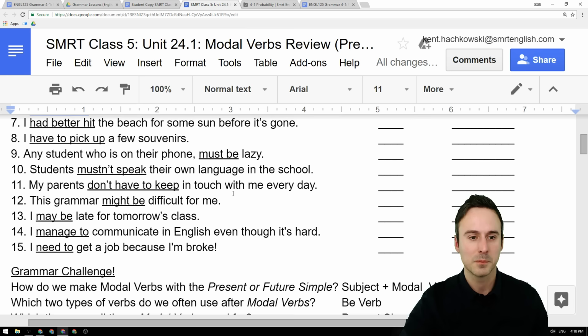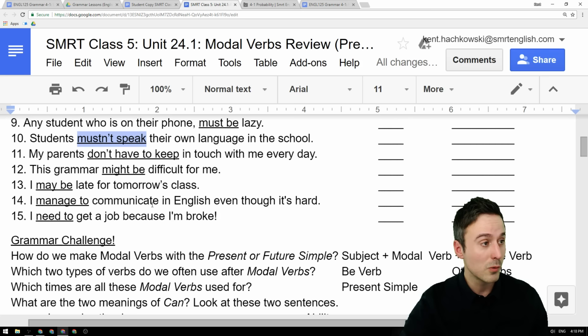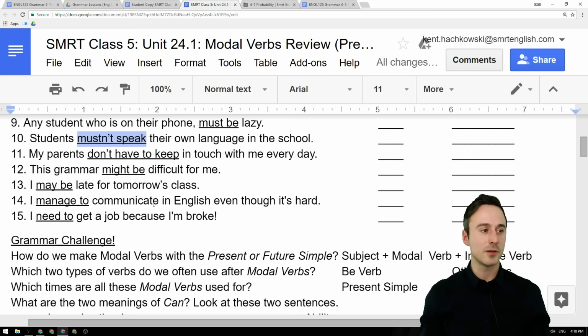Next one here, a little quick one. Mustn't. When you use this, you say mustn't speak. And you can hear in this situation, we kind of delete that T sound. Students mustn't speak their own language in the school. If I use another one, for example, can't: you can't speak your language in the school. Well, you could, but can't. You can hear I kind of drop that T and I don't really use it.